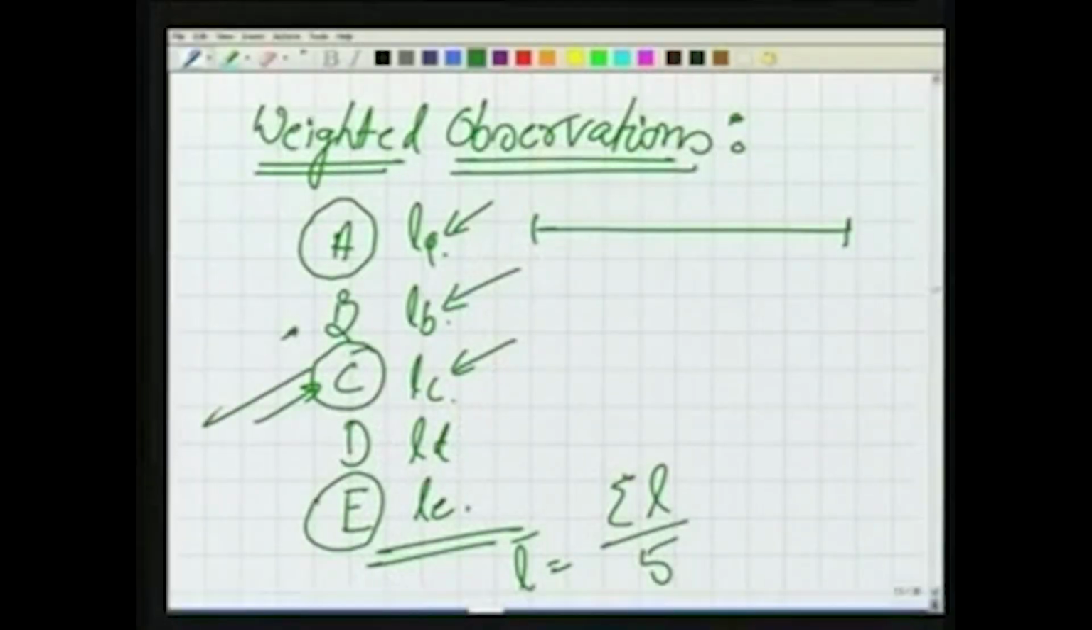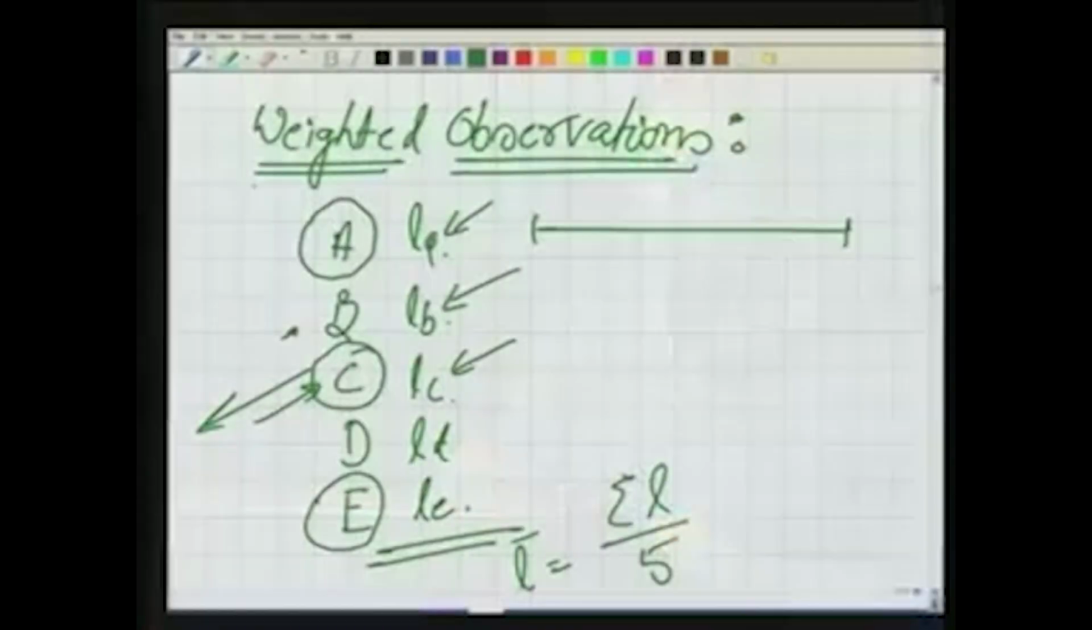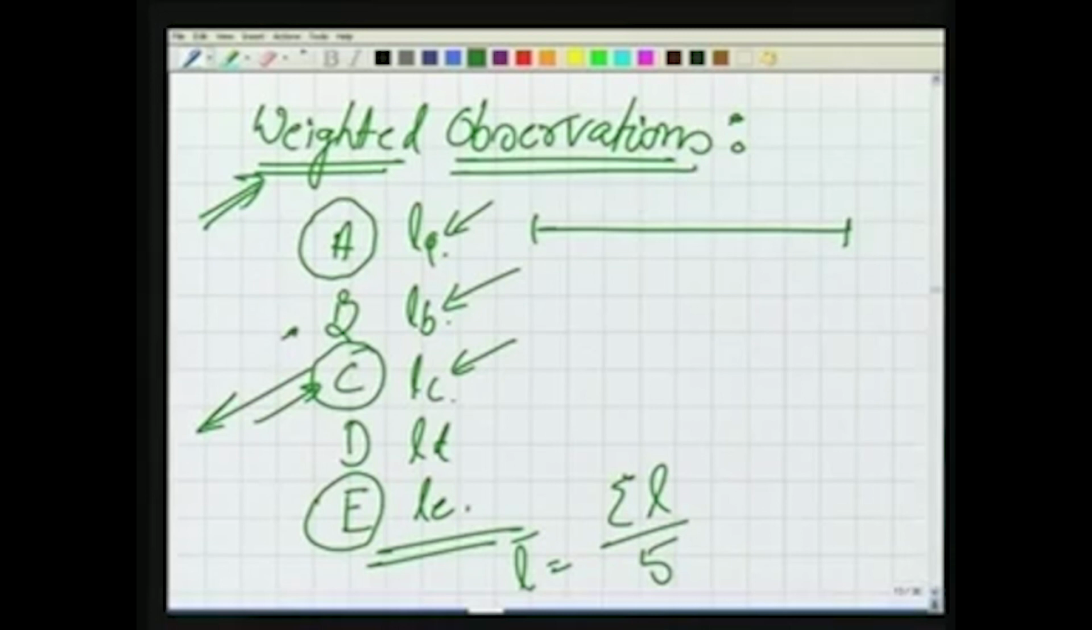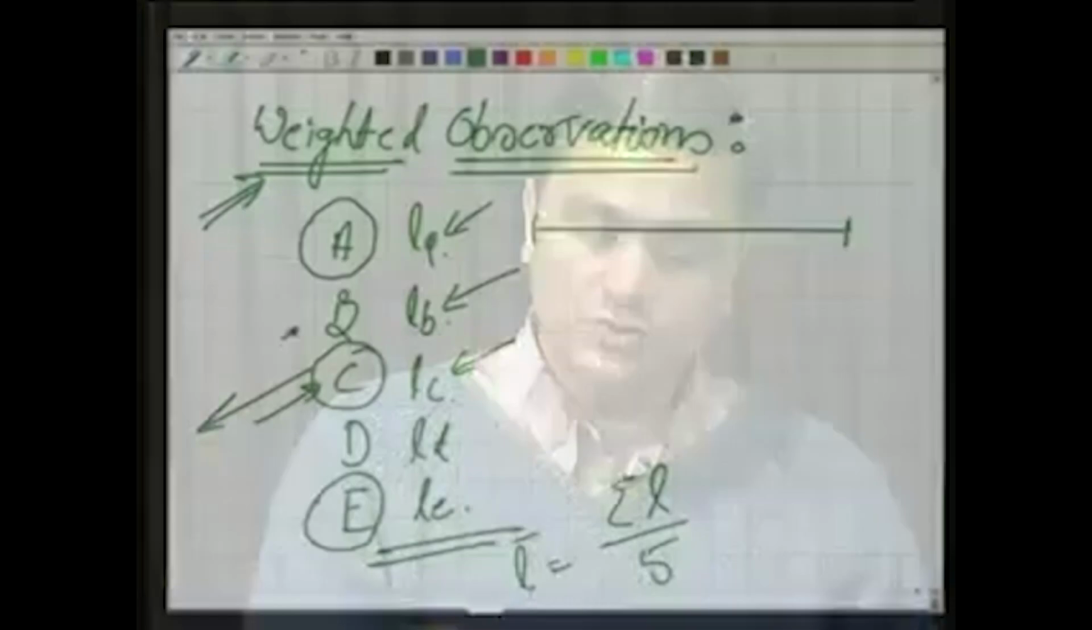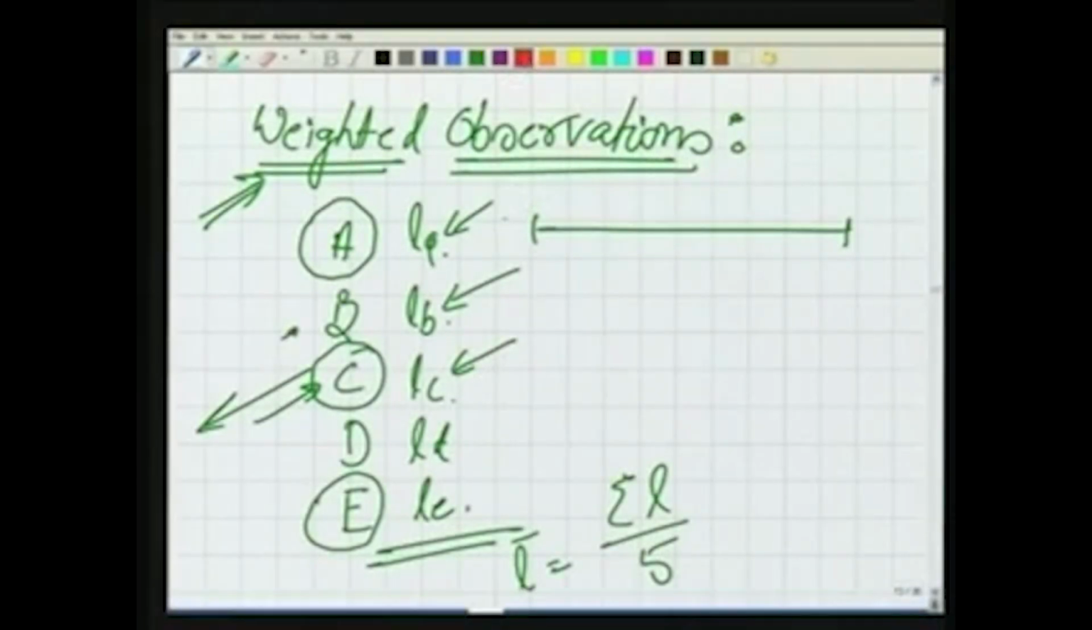When person C was working in the field, the weather was very bad. The working conditions were very, very poor. If that is so, each of these observations will not be equally reliable. They will have different reliability. So this reliability of observation we call weight, the weight of the observation. An observation which is more reliable has a higher weight, and an observation with less reliability will have less weight.